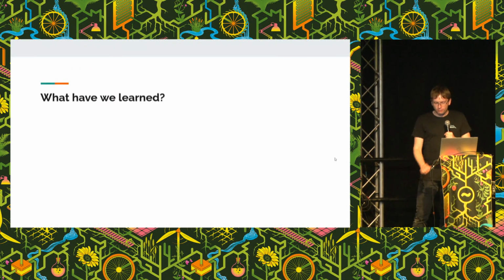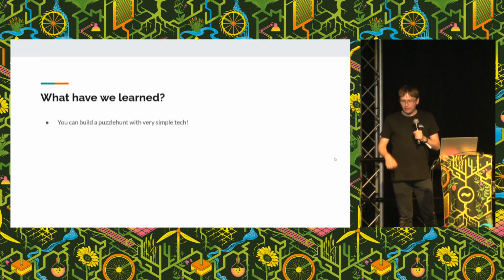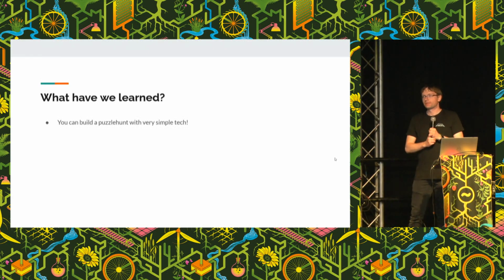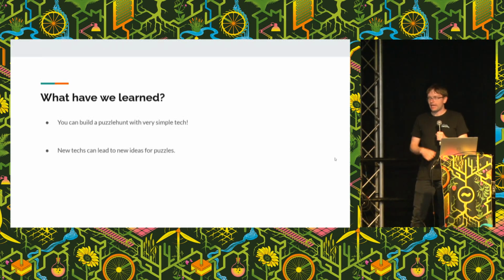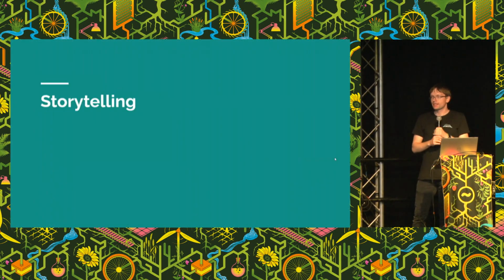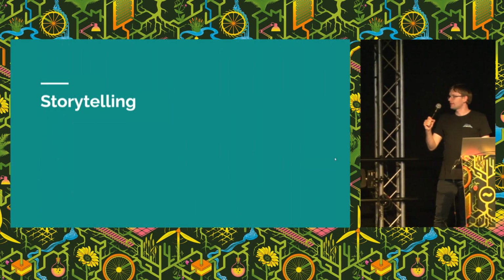And yeah, what have we learned from all of this? We've learned that you can build a puzzle hunt with very simple tech. Don't be put off if that's what you want to start with. In some cases, pen and paper can be optimal, and new tech ideas can both enhance puzzles you could have built otherwise anyway, but they can also be a way to come up with ideas for new puzzles. So they might open up fun, interactive things you can get the players to do, and on top of those, you build the puzzle mechanics and bring it all together to a fun experience. And I'll hand over to Sarah for the storytelling.